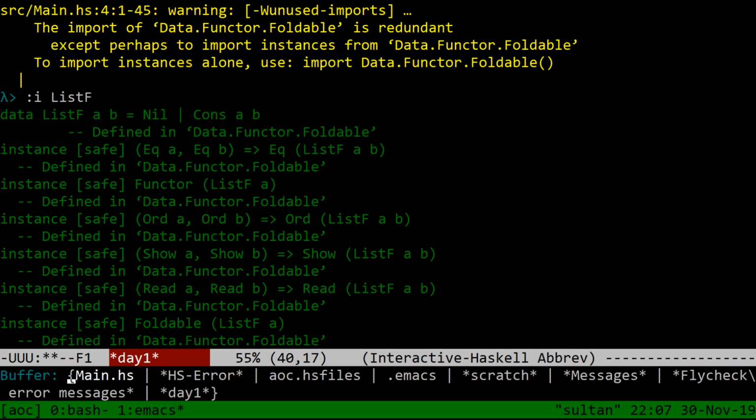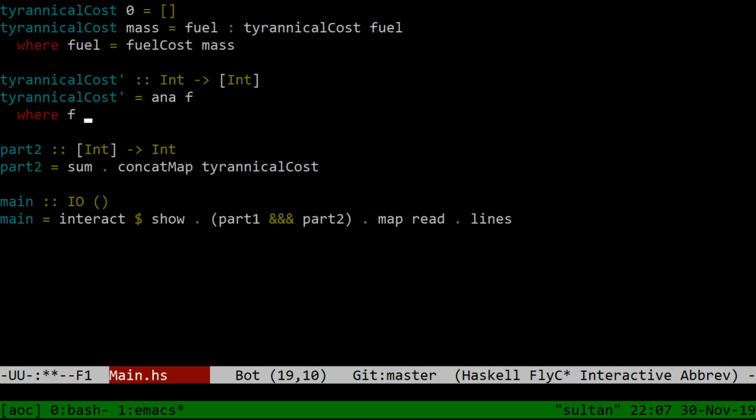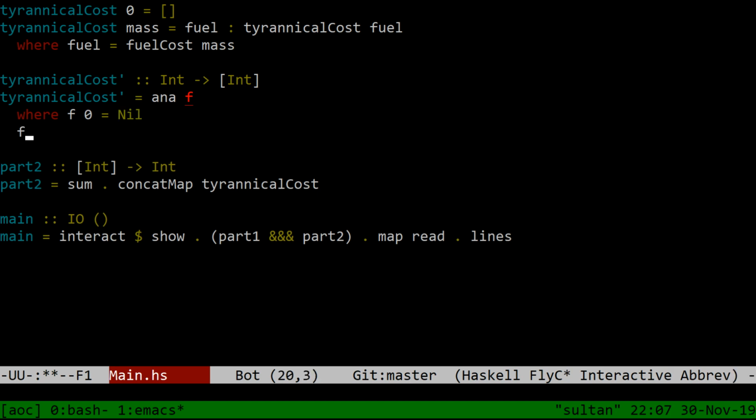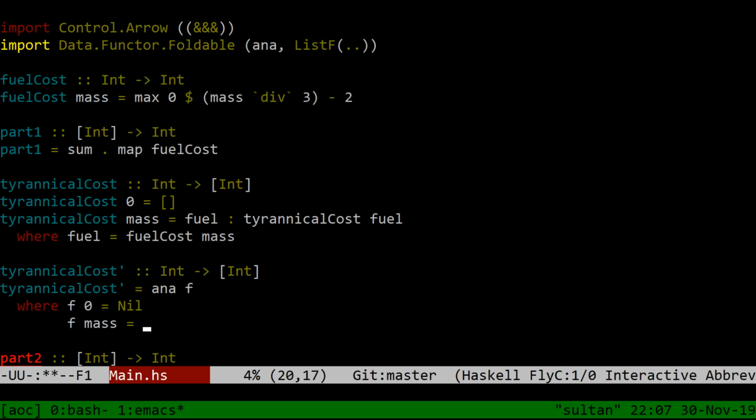So we can just say nil, and that should be totally fine. Equals nil, and f of mass equals cons of fuel and tyrannical costs. No? Hang on. How do you unfold? And in this case, we're going to put our new seed there, I think, which is just fuel again?